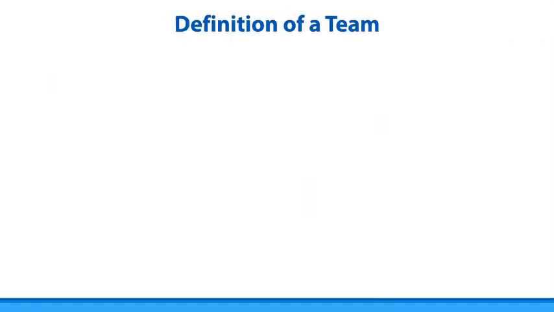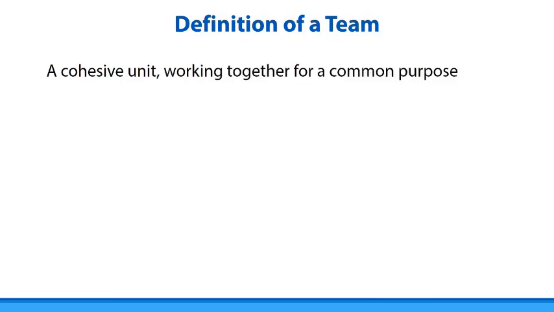Let's look at the definition of a team. Now, we just looked at the definition of leadership, but what about the team that we're going to lead? It is a cohesive unit. Cohesive, that means that they all work together. They know what each other does, and they know how they fit within that. Working together for a common purpose.